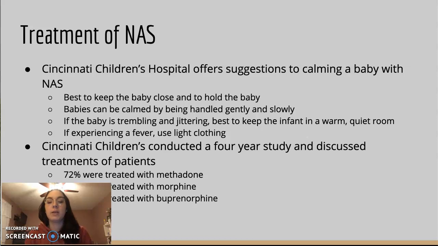And if the baby is trembling and jittering, it's best to keep them warm and in a quiet room so they're not set off by certain noises or like the cold of a colder room. And if they're experiencing a fever, it's best to use light clothing.